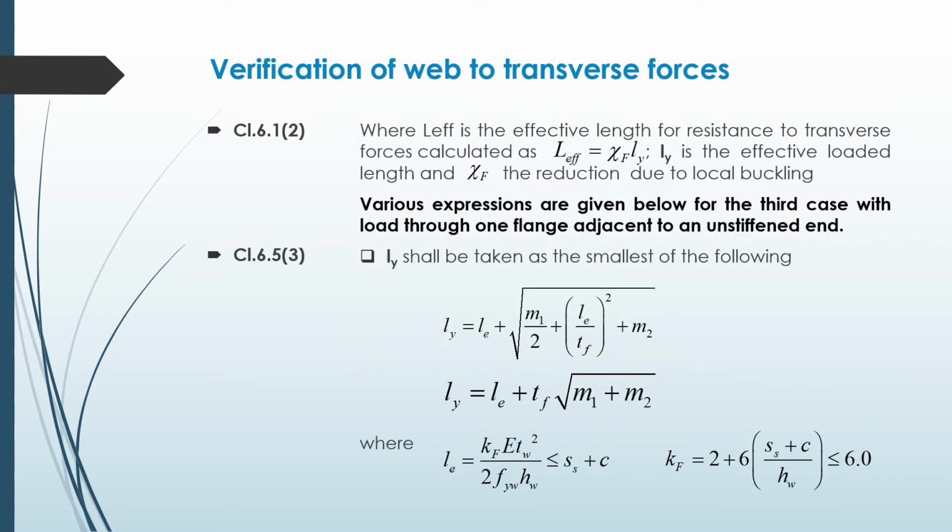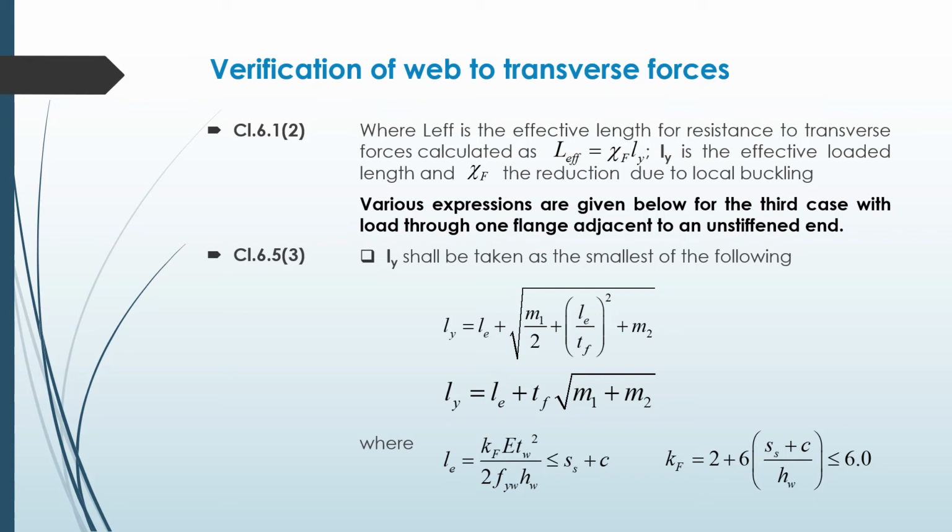In the equation for FRD, we have all our parameters except L effective, where L effective is the effective length for resistance to transverse forces, and this is calculated as per clause 6.12 as L effective is equal to psi f into Ly, where Ly is the effective loaded length and psi f is the reduction due to local buckling. So the computation of L effective consists of a number of small calculations.